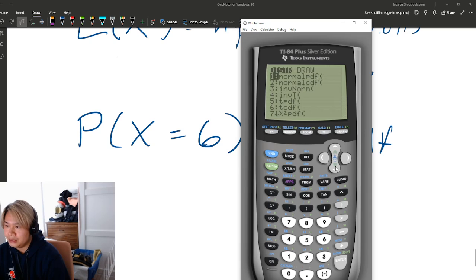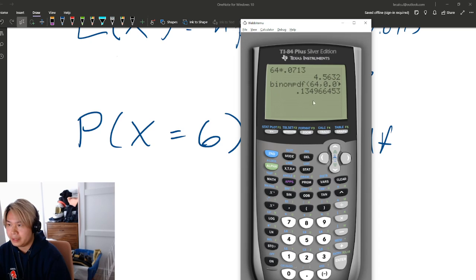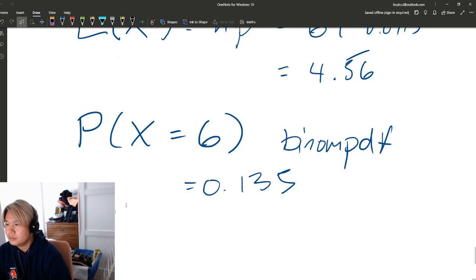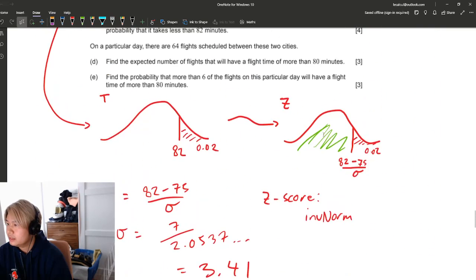Okay, so distribute binomial PDF. We have 64 flights, those are our trials. The probability of an individual flight taking more than 80 minutes, we already know that from before, and we're interested in the probability that 6 of those 64 flights will take that much time or longer. Okay, there you go. 135. Okay, and then we're done, I think. Right? Yeah, we're done the question.